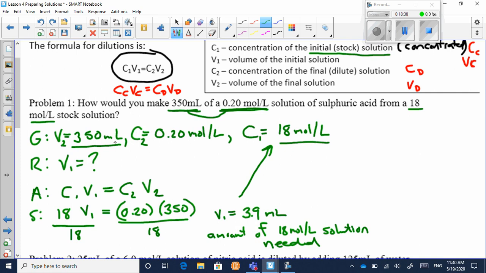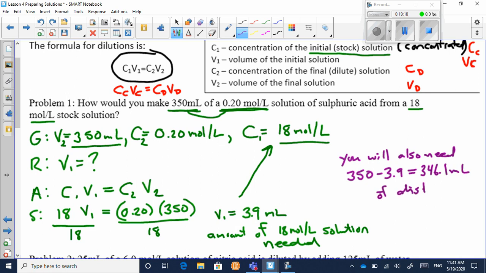Well, what I'll tell you is that, and I'm just going to put it in a different color, you will also need 350 minus 3.9, which is equal to 350 minus 3.9, which is 346.1 milliliters of distilled water.